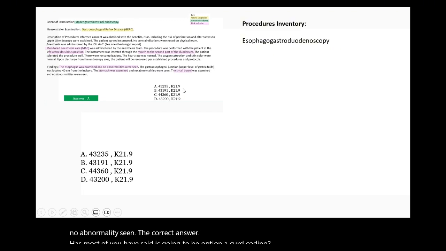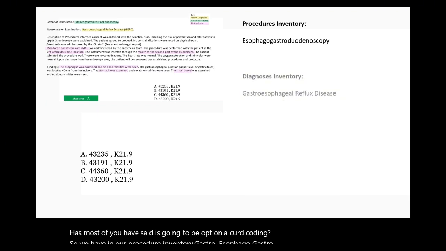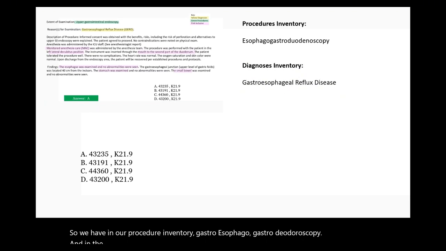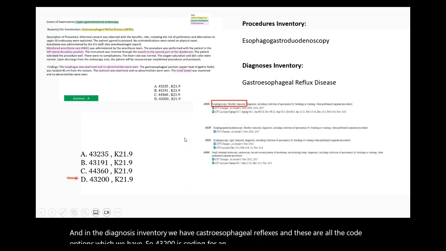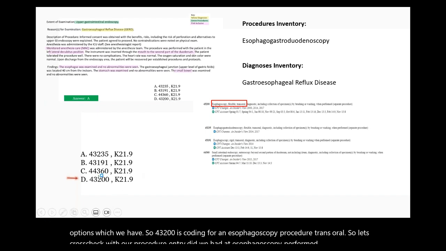So we have in our procedure inventory esophagogastroduodenoscopy, and in the diagnosis inventory, we have gastroesophageal reflux disease, and these are all the code options which we have. So 43200 is coding for an esophagoscopy procedure, transoral. So let's cross check with our procedure inventory. Did we have an esophagoscopy performed? No, we had an esophagogastroduodenoscopy performed.